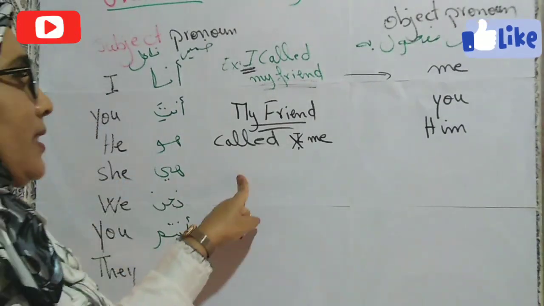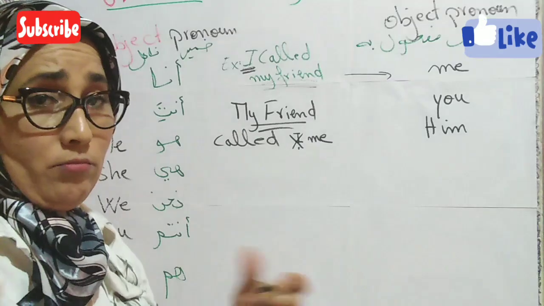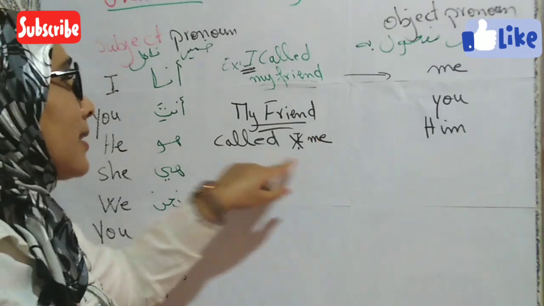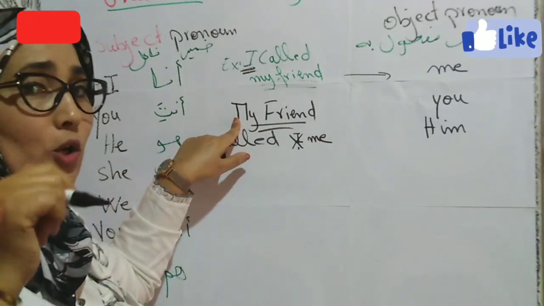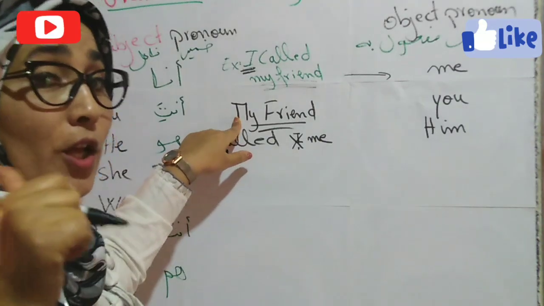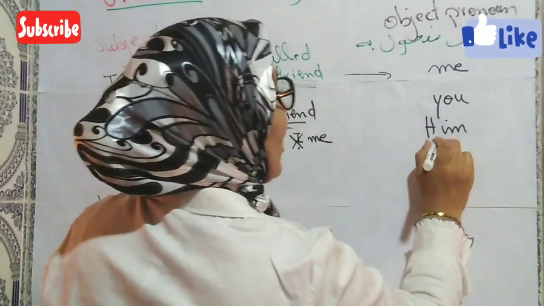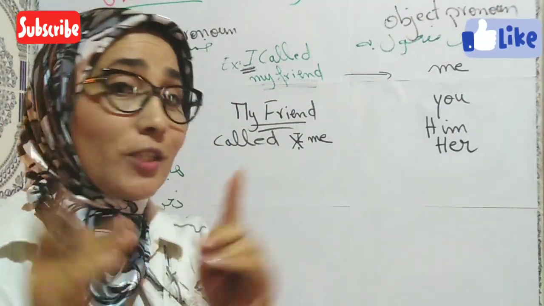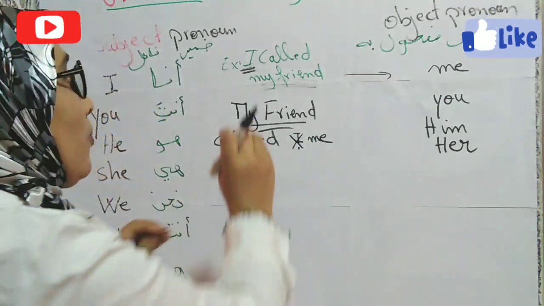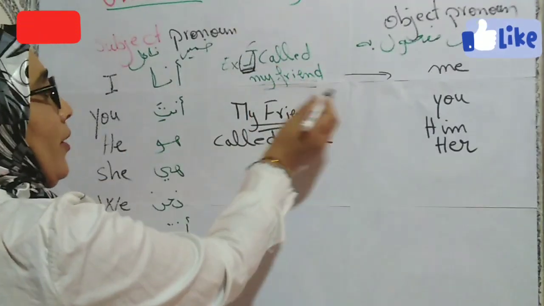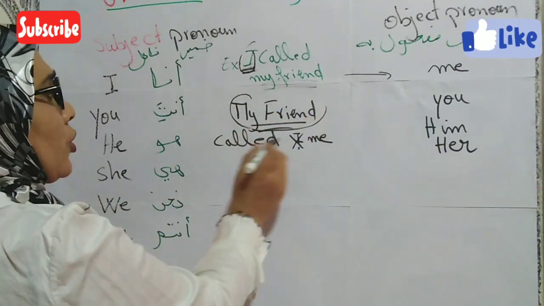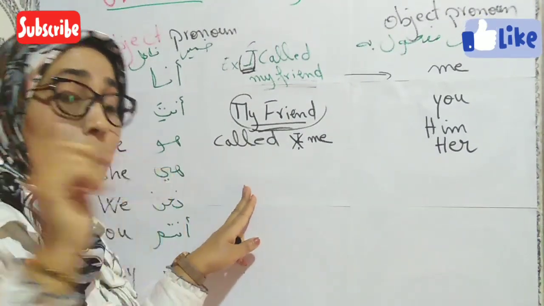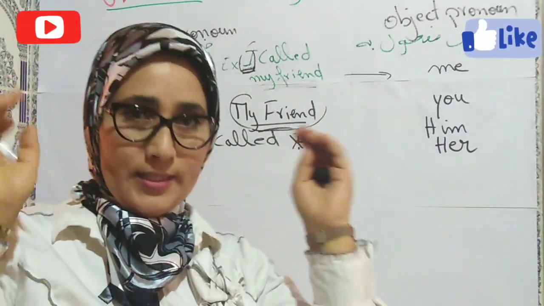Then for she, what do we say? I called she. Is it possible? We cannot say I called she because here she is a subject. We say I called her. Perfect. Because here we need an object, not a subject. She is always in the place of a subject. Here, she called her friend. Or here, she called me. Or she called them. So we always use she as a subject. It cannot be used as an object.